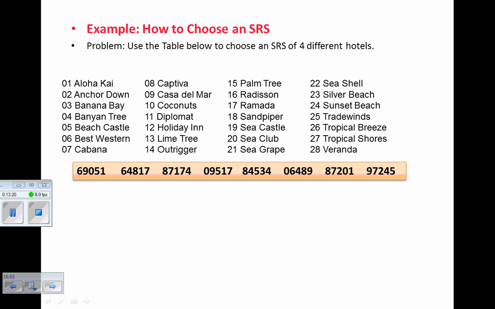So let's look at this. Use the table below to choose an SRS of 4 different hotels. So they want them to be different. This was just a list of random digits. They go in 5 groups of 5. And they already assigned labels, they all have the same length, so they all have 2 digits. And you can assign them however you like. Now that I've assigned them their 2 digits, I'm going to pull the first 2 digits because I'm going 2 digits at a time. So 69 wasn't even on there, so it's too big, so I skip it.